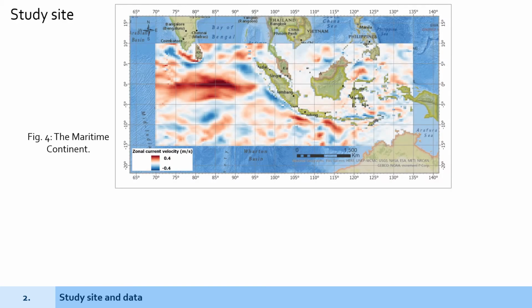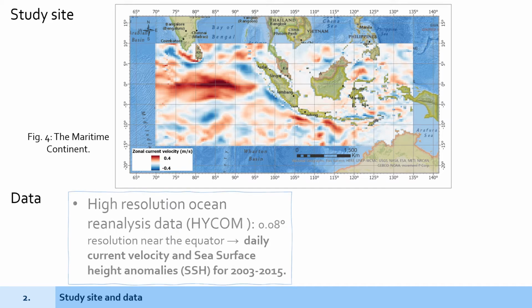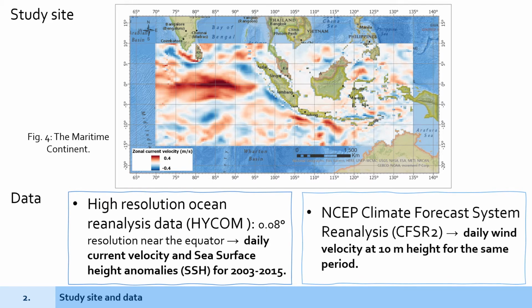The study site included the maritime continent and the eastern side of the Indian Ocean, and the study employed high-resolution reanalysis data of 0.08 degrees resolution. The daily mean values of current and sea surface height for 2003 to 2015 were used, and for the second part, the daily winds at 10-meter height obtained from NCEP's CFS reanalysis were used.